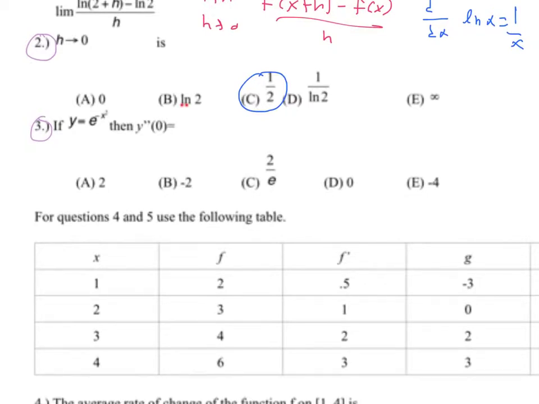Okay, so y prime of an exponential function is e to whatever's up there times the derivative of whatever's up there. So times negative 2x, I guess.